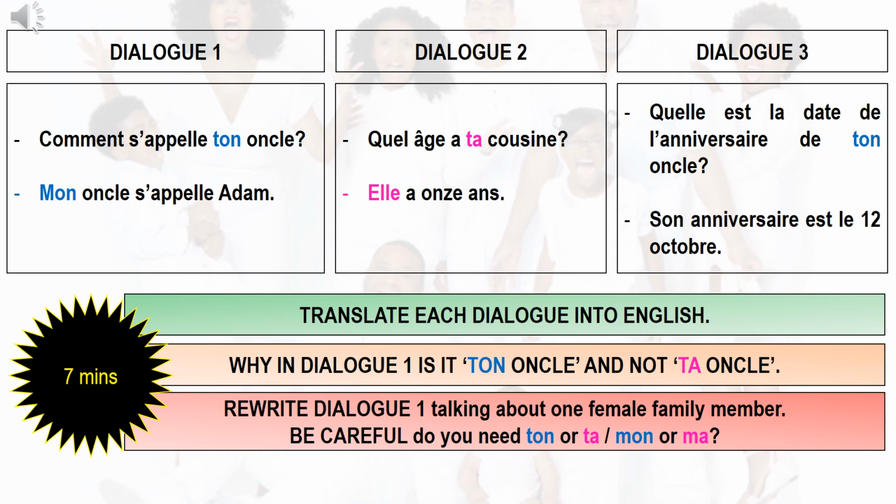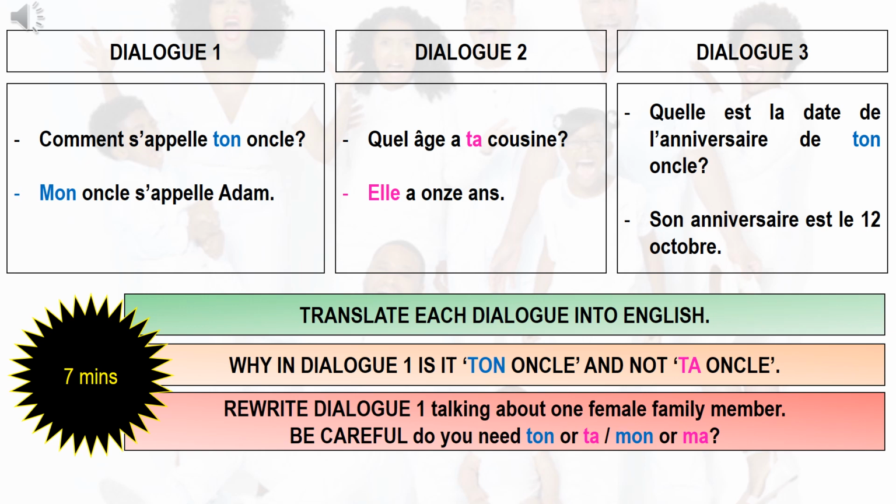On this slide you have 3 dialogues. Dialogue 1, Dialogue 2, and Dialogue 3. Those 3 dialogues are in French. The first thing that I would like you to do is try to do the developing task, which is the green task. I would like you to translate each dialogue into English. You need to write those translations on your sheet.